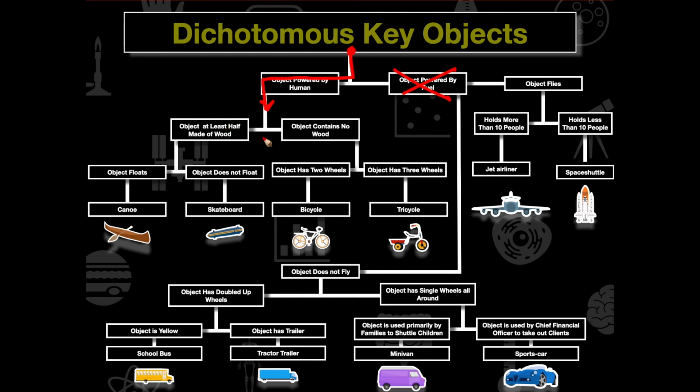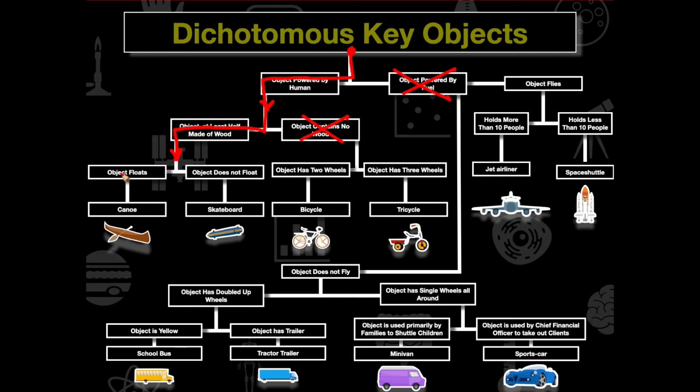So now that we get to our second question, we have to ask one of these two questions. The object either contains no wood, or the object is at least half made of wood. We know skateboards don't contain no wood. They're at least made of some wood, so we're going to follow this path here.